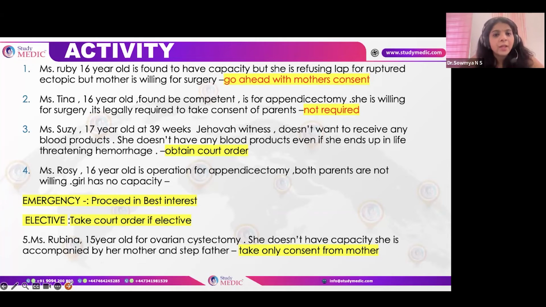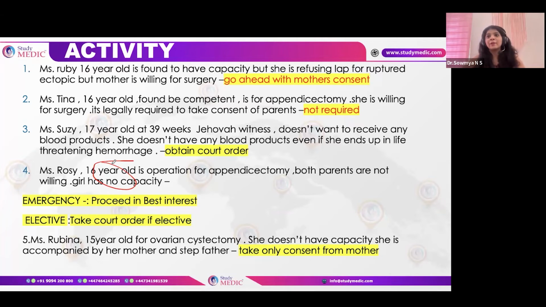No, not required. The next one, a 17-year-old, 39 weeks, a Jehovah's Witness, doesn't want to receive any blood products. She doesn't want blood products even if she ends up in a life-threatening hemorrhage. Because this girl is young, if it is an emergency, you would be going ahead and giving. If it is an elective case, take a court order. Okay, be safe.